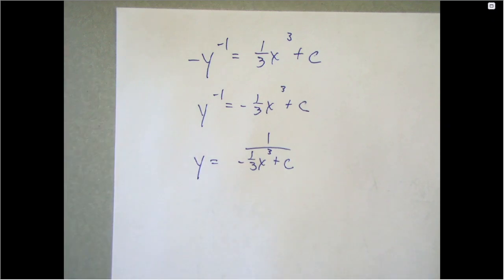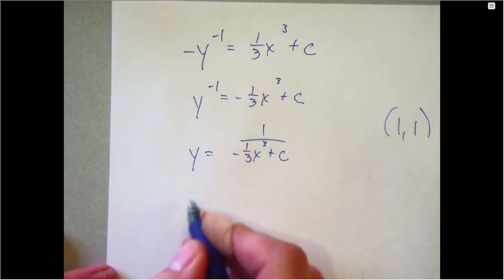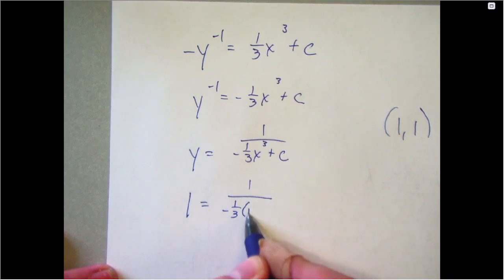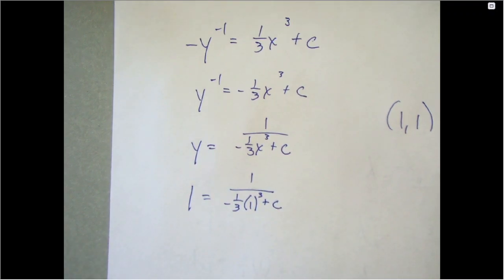So that's solving for y first, which means what do I have to do now? Find out what c is. And the point they gave me was 1 comma 1. So 1 equals 1 over negative 1/3 times 1 to the third plus c.